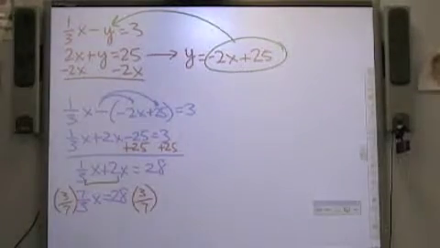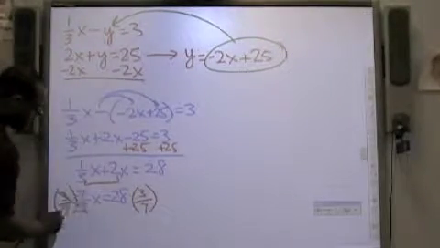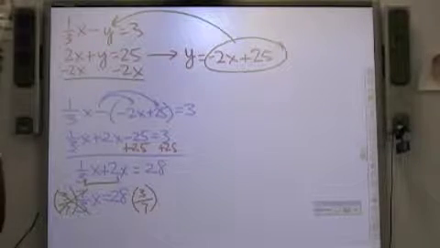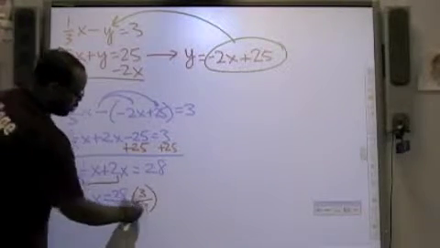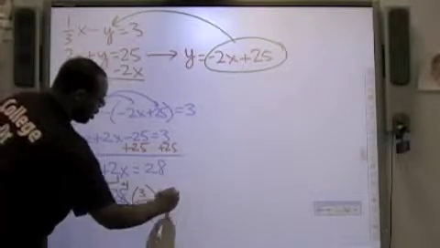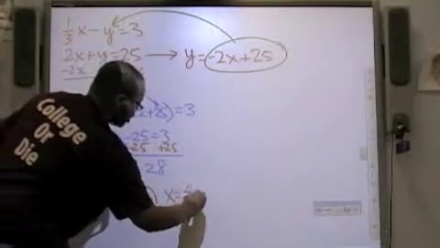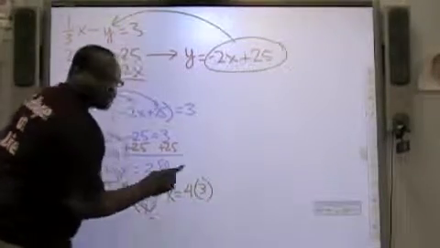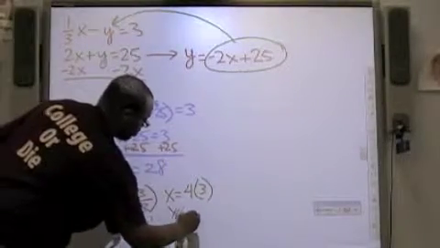There I should realize that this is going to cancel out. And 7 goes into 7 one time, 7 goes into 28 4 times. And I'll really be left with x equals 4 times 3. And that tells me that x equals 12.